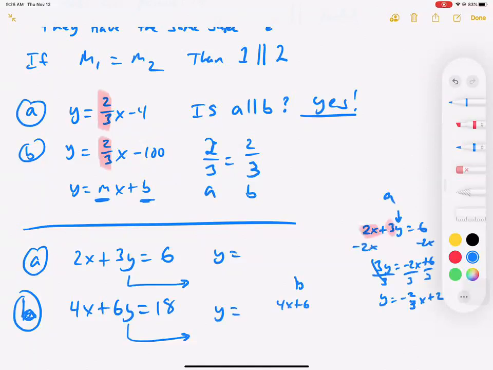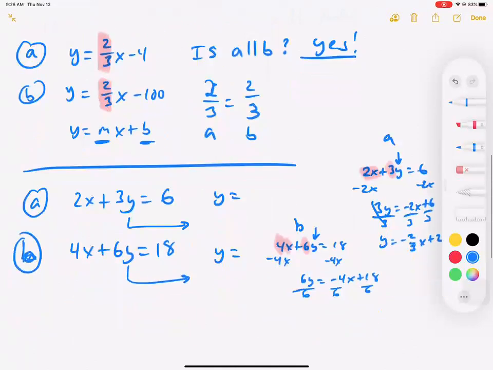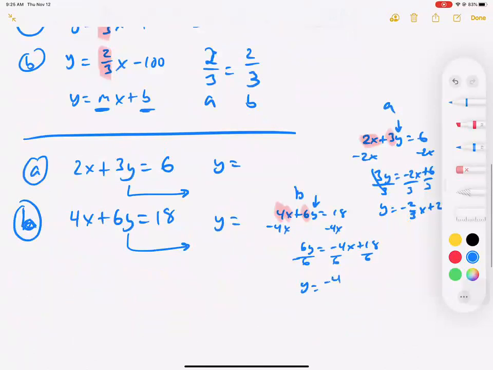4x plus 6y equals 18. We have to get rid of what numbers to solve for y? Slope-intercept form is when y is alone. We practiced that in one of our IXLs already. Get rid of the 4 and the 6. Minus 4x on both sides: 6y equals negative 4x plus 18. Divide by 6 on both sides. y is equal to negative 4 over 6x plus 3. We can reduce 4 over 6. Can I reduce 4 and 6? We can.